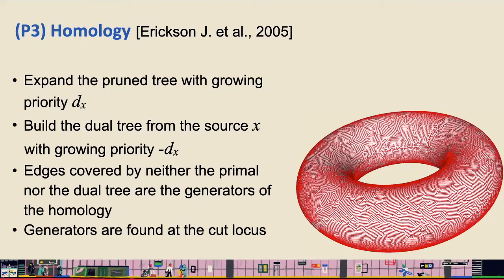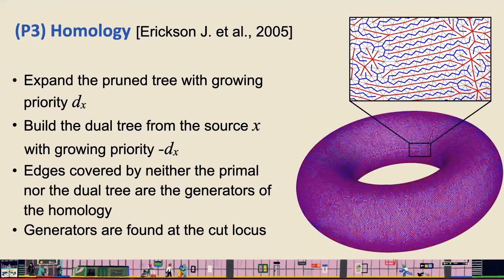In the following, I will call such a tree the primal tree. We define another tree now, this time rooted at the source x, and defined on the dual of the edges that do not belong to the primal tree. For this reason, I will call this tree the dual tree, or the cotree. Note also that this time we use minus d_x as priority function, and in a moment I will spend a few words about both of these two choices we have just made. Once the dual tree is fully expanded, the result looks like this.